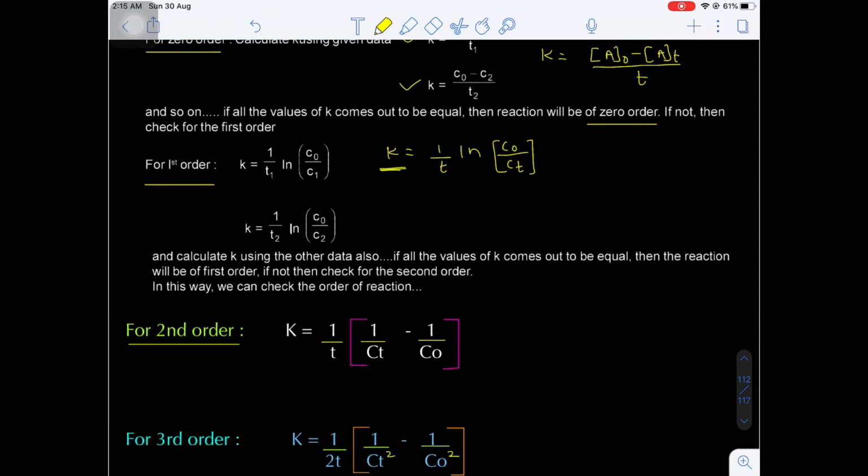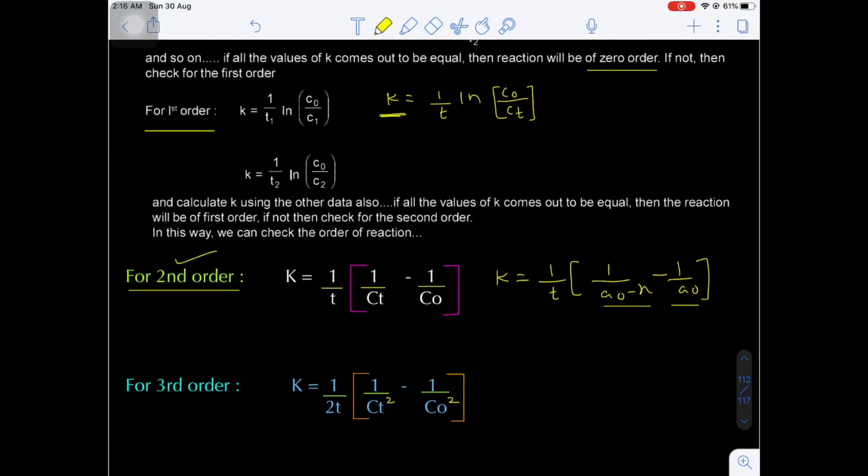In second order kinetics, the rate constant k is equal to 1 by t into (1 by the concentration of the reactant at time T minus 1 by the initial concentration). It is also written as k is equal to 1 by t into (1 by A0 minus x minus 1 by A0), where A0 minus x is the concentration of the reactant at time T and A0 is the initial concentration. If you substitute the A0 and A0 minus x values and get the same k value at least 2 times, then the reaction follows second order kinetics. If it is not following second order, go for verification of third order.